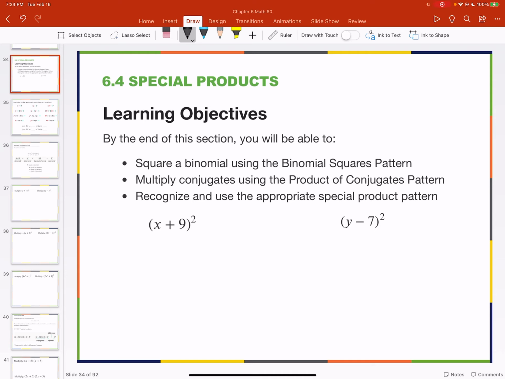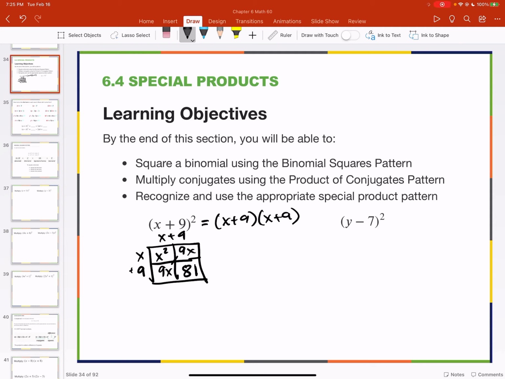So first I'll do it using the box method, and then you will see how there's this pattern here. So if I was to multiply x plus 9 by itself, x plus 9, x plus 9, I would get x squared here, 9x, 9x, and then finally 81. So then combining the two, x squared plus, and then there's two 9x's, so that's going to be 18x plus 81.